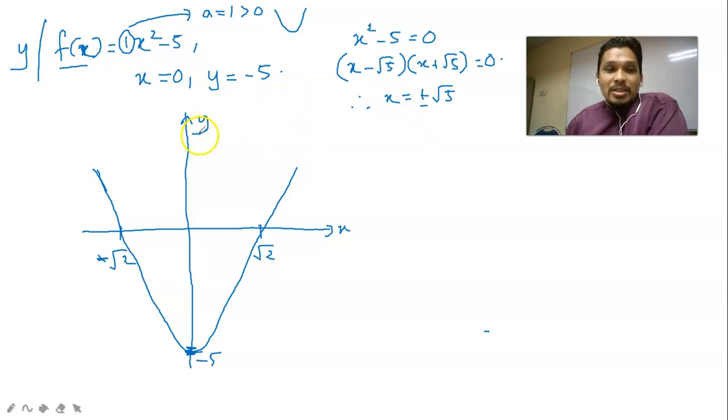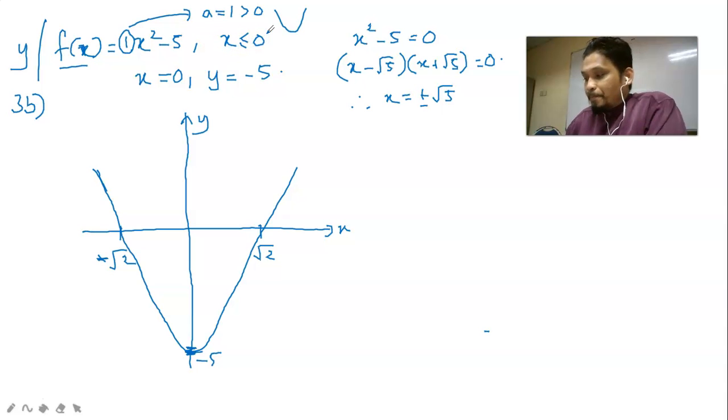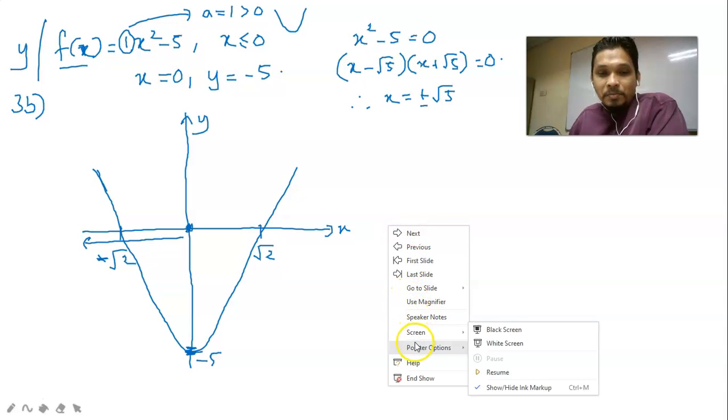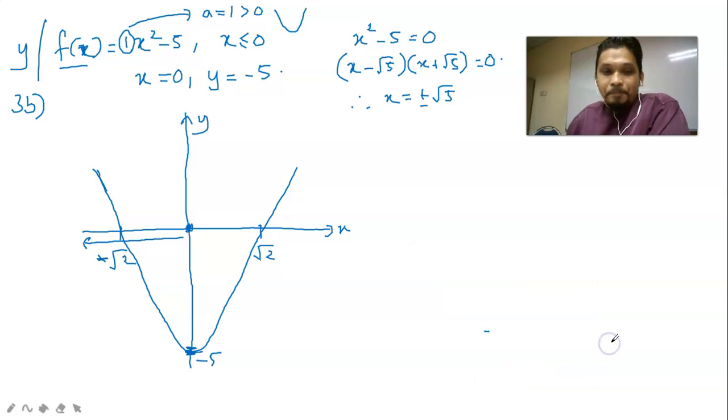Okay, now this is the graph of x squared minus 5 if x is all real numbers. But at this time, look at the question again. For question number 3b, page 54, your tutorial book, it is for x less than or equal to 0. If x is less than or equal to 0, it means x equal to 0 starts from here and x is less than or equal. So which graph do we want, which graph are we talking about, including this part, x less than or equal. So it means that it begins from here.